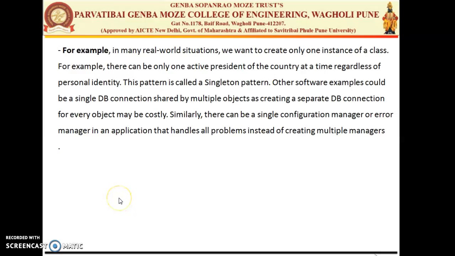Suppose we take an example. In many real-world situations, we want to create a single instance of a class, such as the president of a country. There is only one president of a country at a time, regardless of personal identity. This pattern is called the singleton pattern, where only a single instance of a class is created. Whenever a class should have only a single object, you can use the singleton pattern.